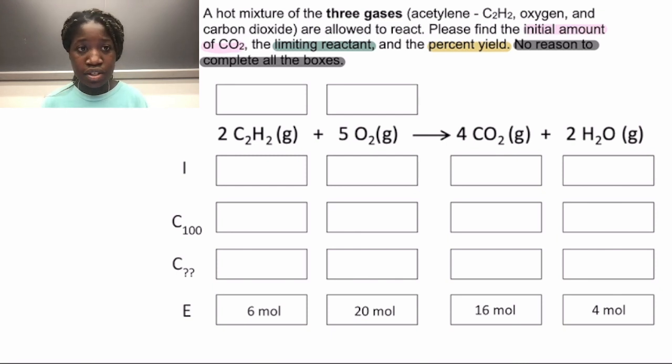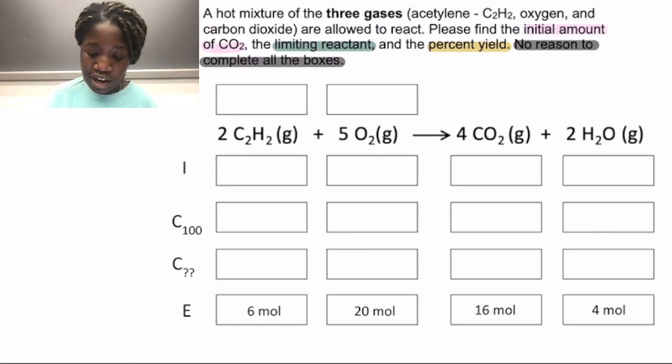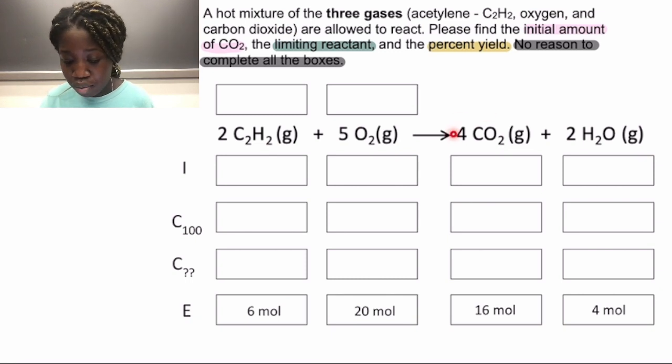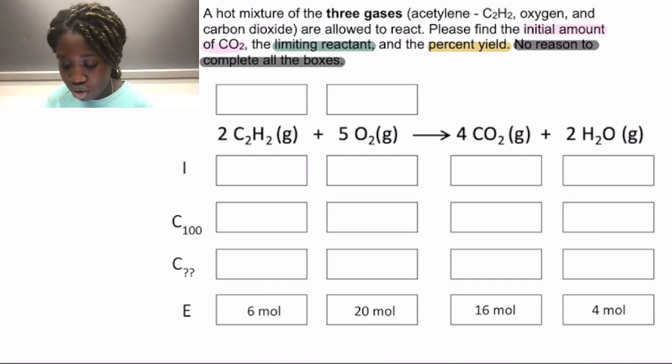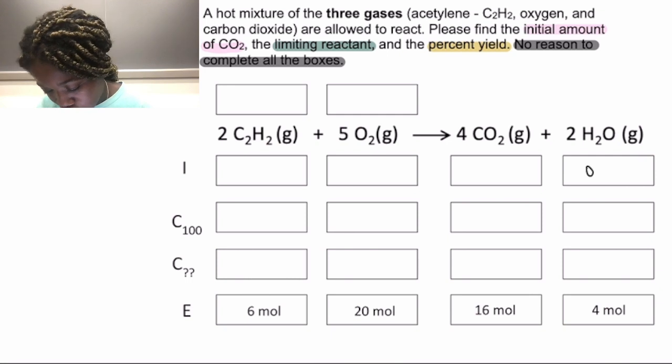Now that I've gotten the facts, read the question, let's go in and fill out our ice table with the things that we can deduce. So the first thing that we have is a hot mixture of three gases, acetylene, oxygen, and carbon dioxide. But notice that carbon dioxide is actually a product. So we have a mixture of two of the reactants with the product. But there's no word on H2O. And so because there's none stated in the initial, I will designate this as 0 moles.